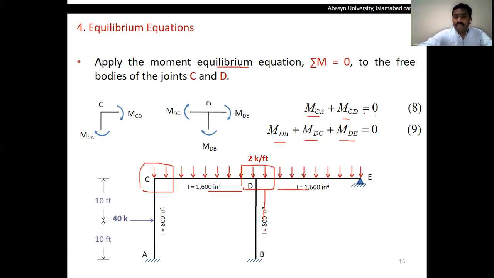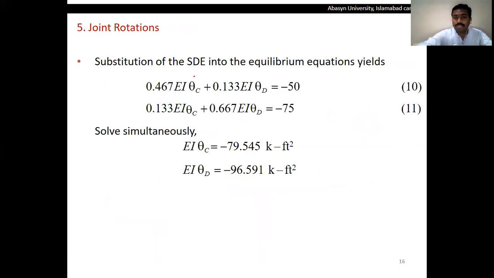And as we have calculated the values of these moments in the last step of the slope deflection equations, we will just plug in these values here. After simplifying these equations, we find that EI theta C becomes minus 79.45 kip feet squared, and EI theta D comes out to be minus 96.59 kip feet squared.